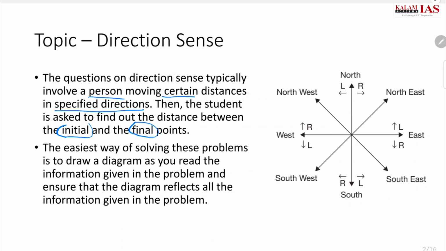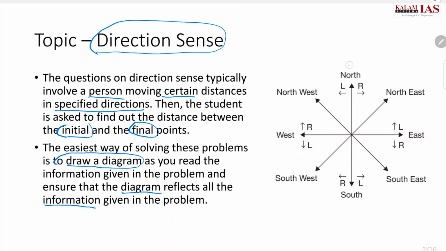The easiest way of solving these problems is to draw a diagram, because we have to visualize things. We have to draw the diagram as per the information given in the problem, and ensure that the diagram reflects all the information. So we'll learn how to draw these diagrams. First, let's understand all the possible directions which are usually asked by UPSC, and then it's very simple to attempt all the problems related to direction sense.